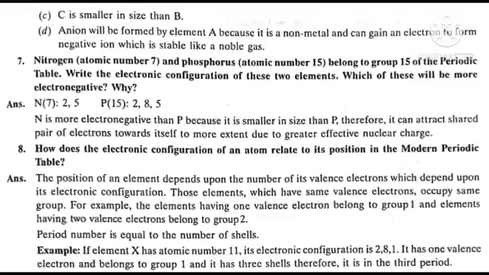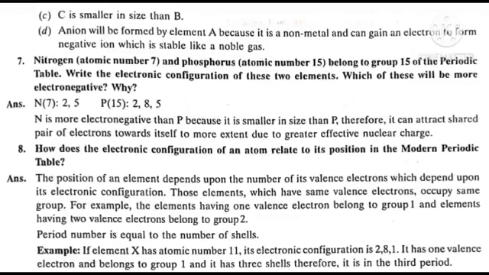Question number 9. In the modern periodic table, calcium atomic number 20 is surrounded by elements with atomic number 12, 19, 21 and 38. Which of these have physical and chemical properties resembling calcium? Answer, Mg12 and Sr38 will resemble Ca20 because they have same number of valence electrons and therefore they have same valency.